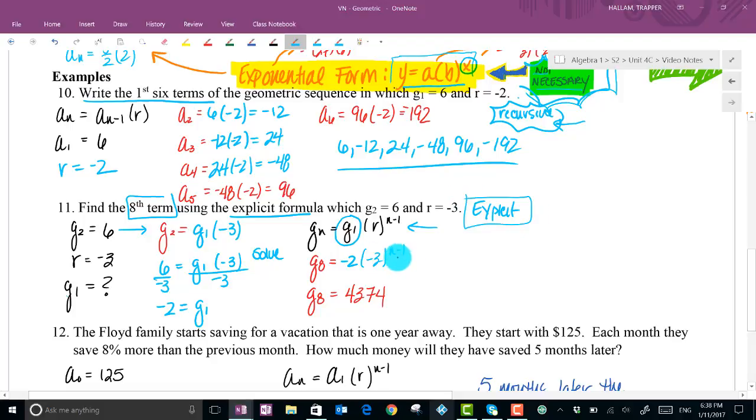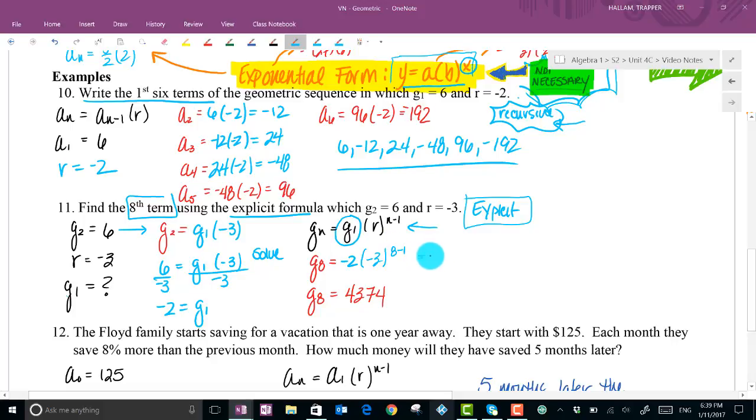So there's our explicit formula, but now what we're actually going to do is plug in 8. Right here, instead of n, because I don't have a lot of room, I'm going to plug in 8 instead. I just erased it and rewrote n. So we're going to plug in 8 minus 1, right? 8 is the term we're looking for. That's the n. It goes right there.